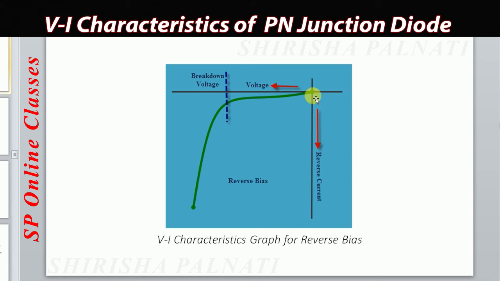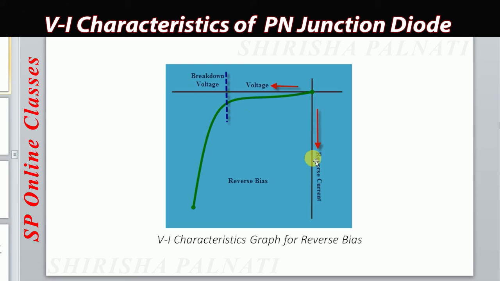At some point, if you increase the reverse voltage, then the current is suddenly increased. If you keep increasing the reverse voltage at that point, then the diode is damaged. So this voltage is called the breakdown voltage.